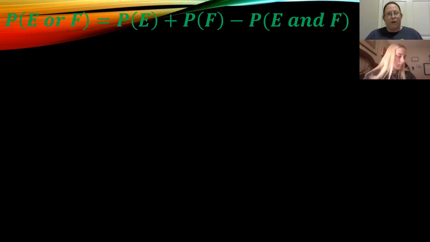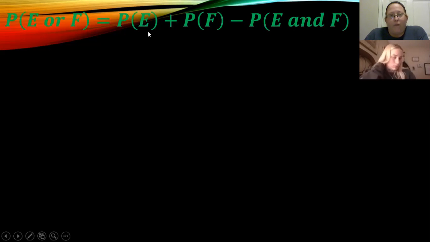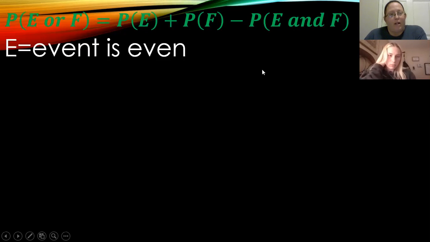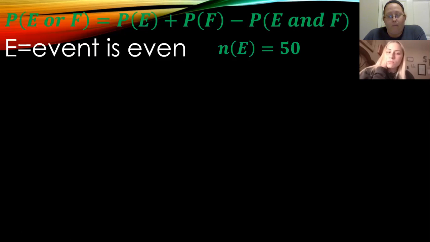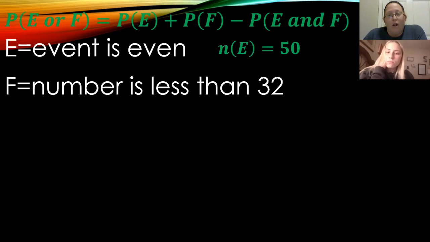And then you're going to look at the even or less than 32. The equation is P(E or F) because you're looking at it as an or, but you also have the and in it as well. So you've got to find what digits go for E, F, and E and F. E is the event that it's even, because you're looking for even or less. So N(E) is going to equal 50. And F is the number that is less than 32. So N(F) is going to equal 32.